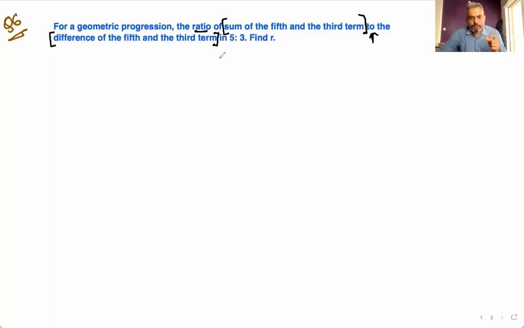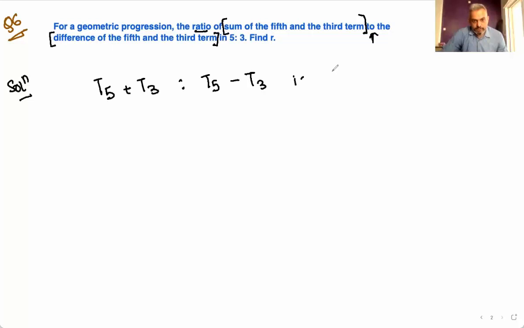Please read this question once again. The ratio of the sum of the fifth and the third term. So sum, that is, the total of the fifth and the third term. Fifth term is T5 and the third term is T3. Its ratio to the difference of the fifth term and the third term is 5:3. Please read the question carefully, go through it, try to understand.